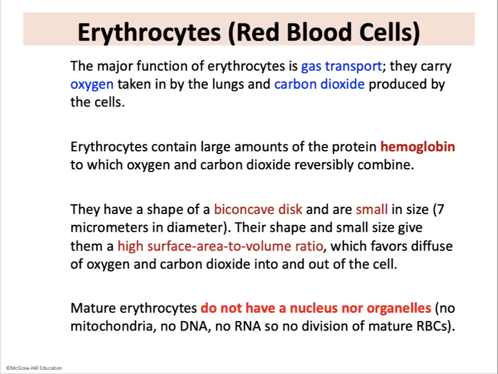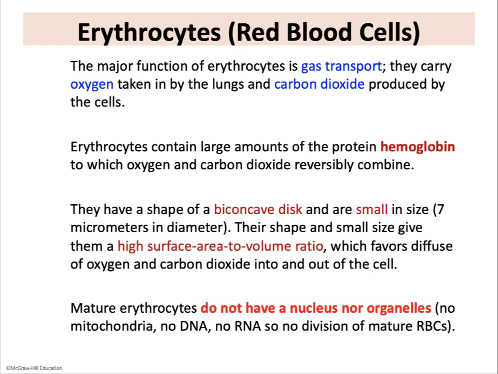By far the largest cellular component of blood are the red blood cells, known as erythrocytes. Their main function is to transport gases, dissolved gases. So they carry oxygen and carbon dioxide by way of a very high concentration of a protein called hemoglobin.